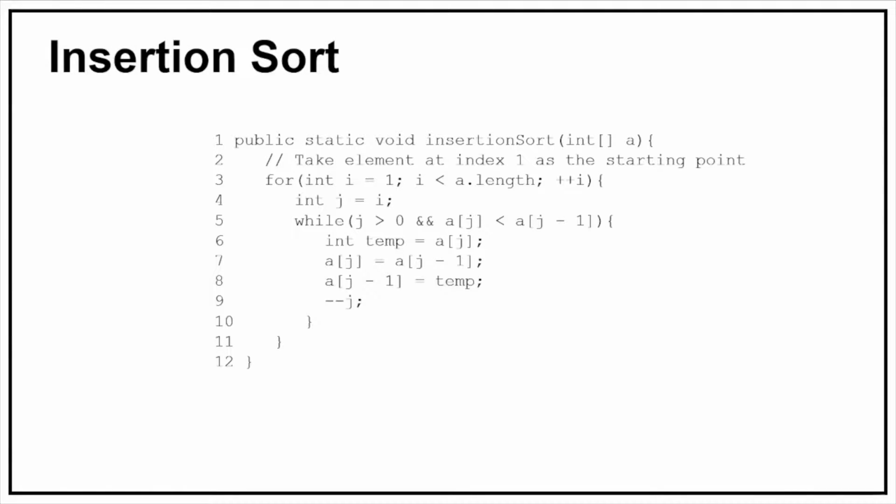Here's the algorithm for Insertion Sort. As you can see, starting on line 3, we have the for loop, then on line 5, we have the while loop. The while loop's Boolean statement has two Boolean factors. J must be greater than 0, and A at J must be less than A at J minus 1. On lines 6 through 8, you can see we have a swap.